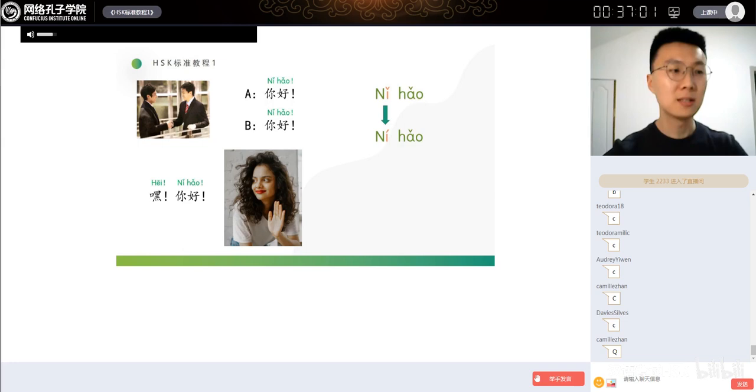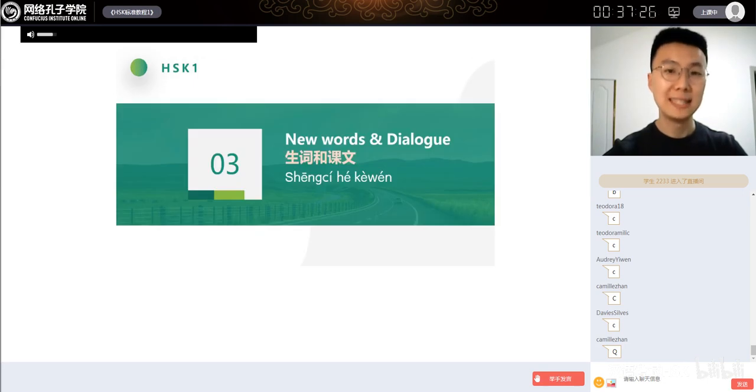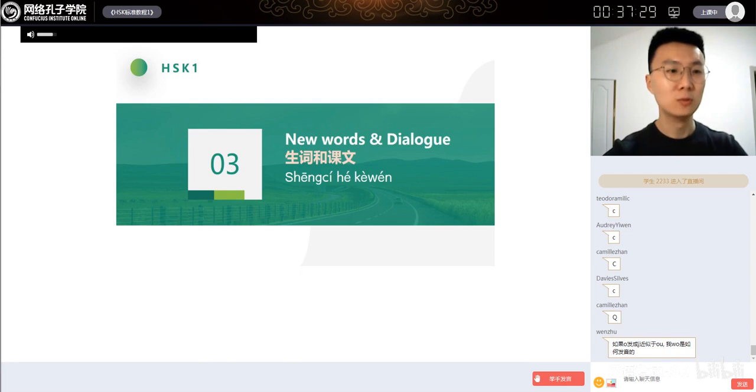Why? Because in Chinese, if there are two third tones, we should change the first third tone into the second tone. That's why I should read it 你好, not the other way. It's wrong. Okay, now we have learned two new words, 你 and 好. Now let's learn some more new words.